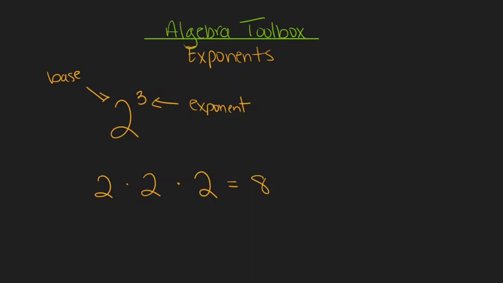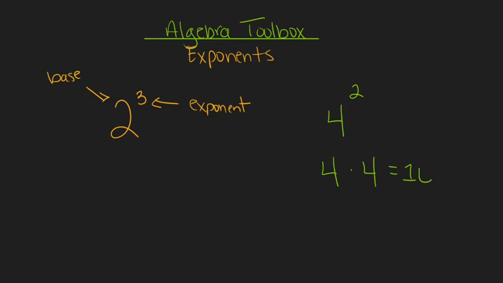Let's take a look at another example. This time, we have a base of 4 and an exponent of 2. An exponent always tells me the number of times I should multiply the base by itself. So I have a base of 4, and my exponent of 2 tells me to multiply it by itself twice. So 4 times 4. Now that I know this, I can do the multiplication. 4 times 4 is 16.